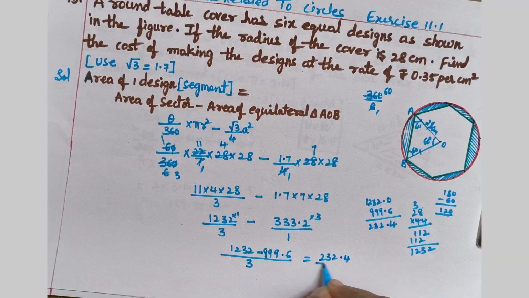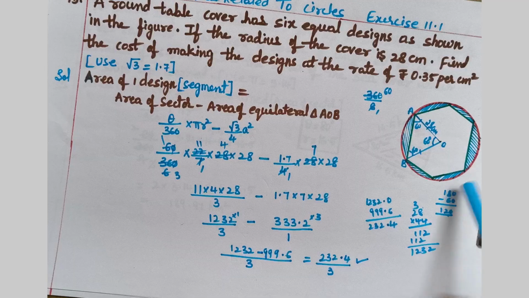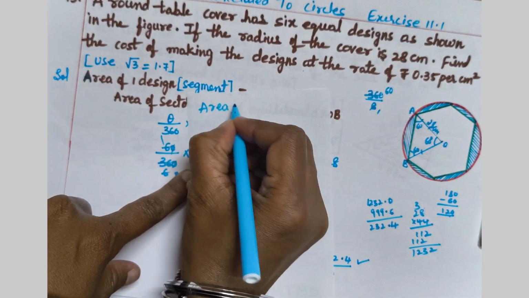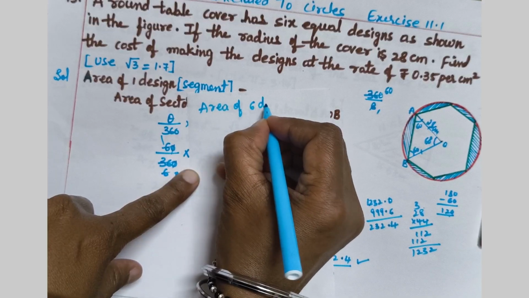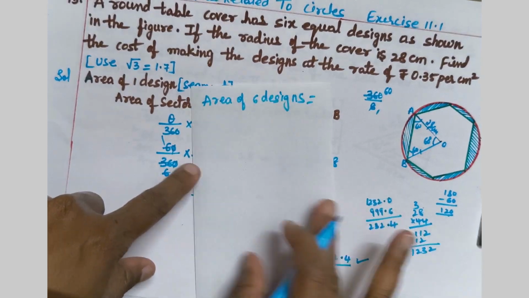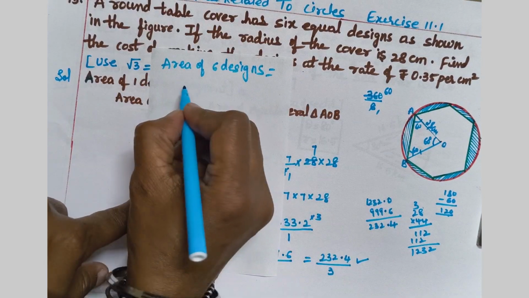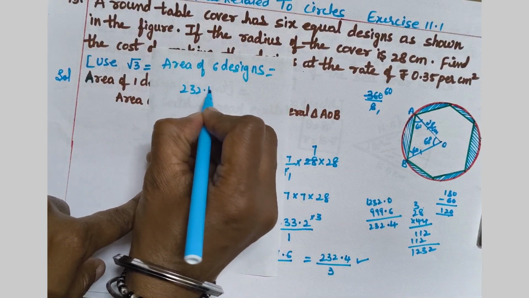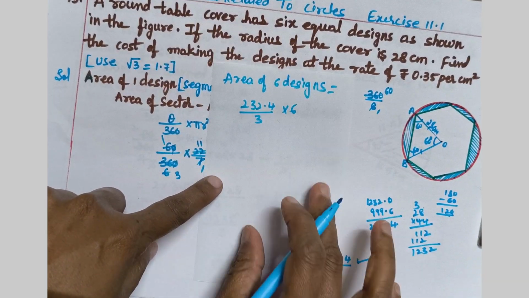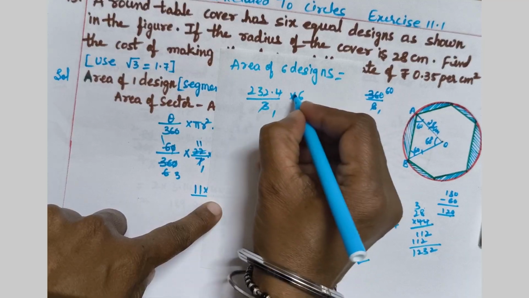232.4 by 3. This is the area of one design. So you keep one side. This is the area of one design. You keep one side. Next we will find this is 6 designs area. Now carefully listen. Area of 6 designs is equal to one design area into 6. 232.4 by 3 into 6 designs means we will take into 6. Now any cancel possible? 3 1s are 3, 2s are 6.